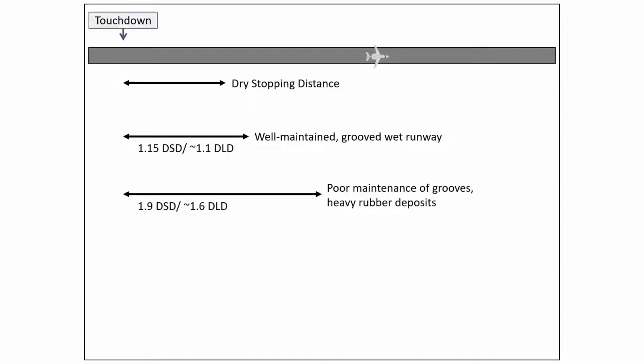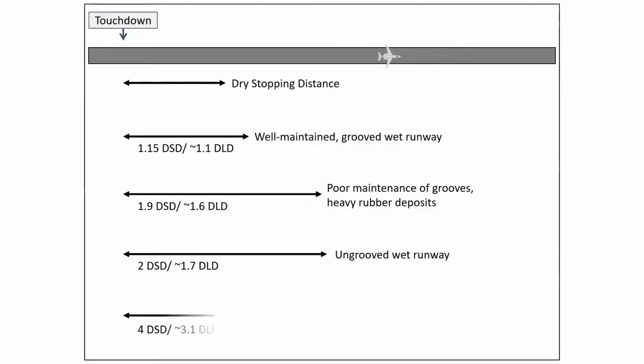However, when we start getting into suboptimal conditions, so here we have a situation where we have poor maintenance of grooves. The grooves have started to degrade over time. They're not in as good condition. They're not as able to channel water off the runway as they were. Or maybe we have heavy rubber deposits, which can increase the chances of hydroplaning. The FAA says in this case, we can require 90% more dry stopping distance. What about an ungrooved runway? Rough number from the FAA is a 2x increase in dry stopping distance.